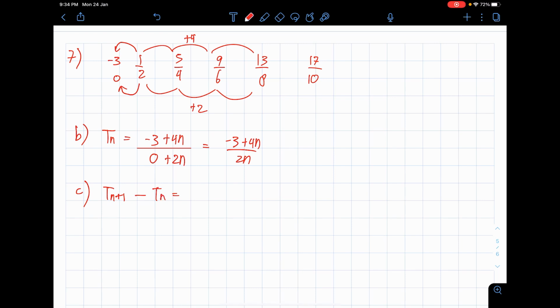But what is Tn plus 1? You see, this is actually the Tn, because you are having n in it. If I put T5, then I will just put negative 3 plus 4 times 5 plus 2 times 5. That's how the formula works. So when they ask for Tn plus 1, what does that mean? Simply replace all the variables with n plus 1.